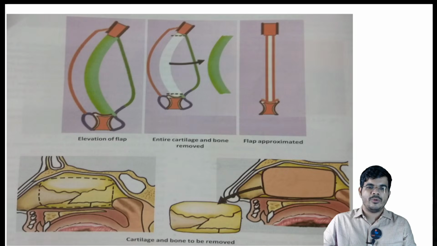This is how the septal mucoperichondrial flap is elevated on both the sides, as you can see here, and then the whole of the cartilage and bone is removed and the flap is approximated. This much area is removed. So this is what is known as submucous resection. This is a radical procedure.